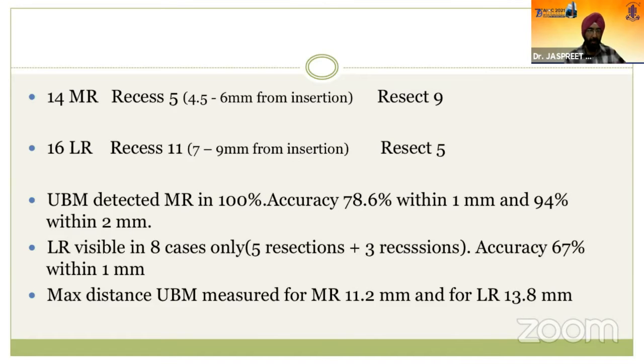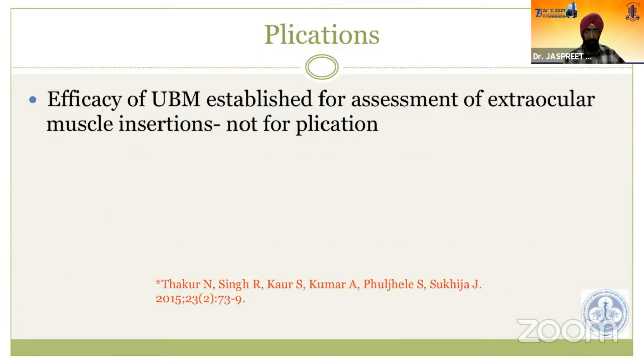So that's why probably the UBM could identify medial rectus in 100%, whereas in lateral rectus, probably just in 8 cases, 3 recessions, and the maximum limit was 11.2 and 13.8 for the lateral rectus and 11.2 for the medial rectus. So we could not go beyond that. If the lateral rectus was beyond 14 millimeters from the limbus, probably we were unable to identify.